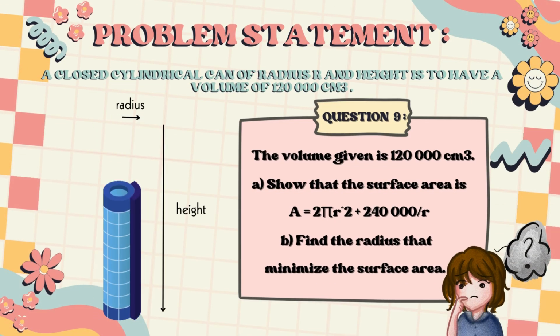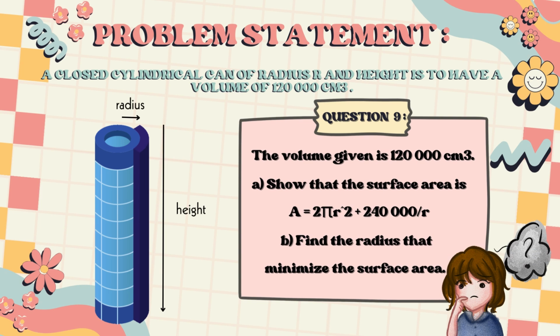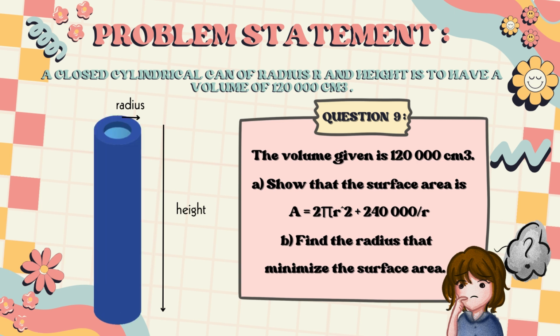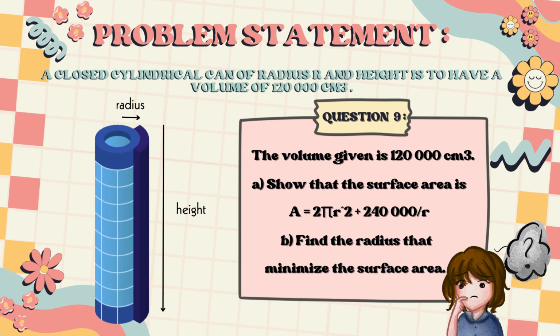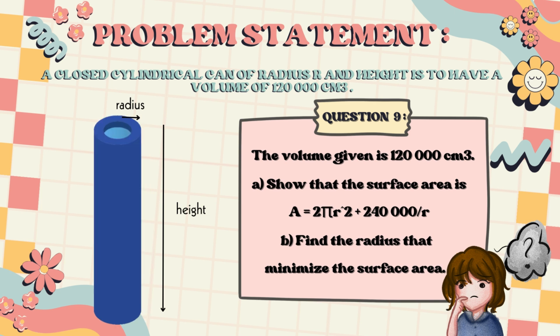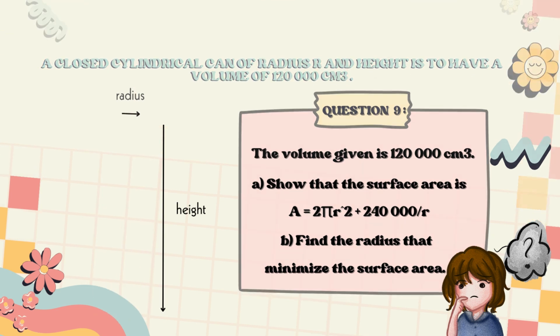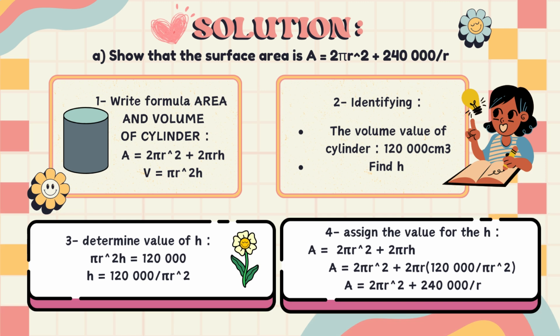For the problem statement, a closed cylindrical can of radius r and height h is to have a volume of 120,000 cubic centimeters. As we can see, the volume given is 120,000 cubic centimeters. A. Show that the surface area is A equals 2 pi r squared plus 240,000 over r. And B. Find the radius that minimizes the surface area. So now, we move to the solution.